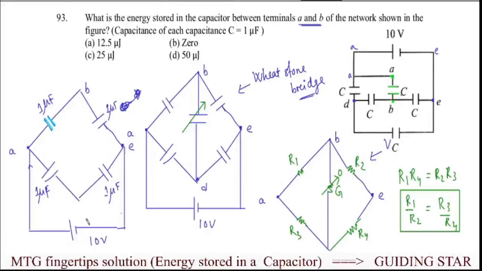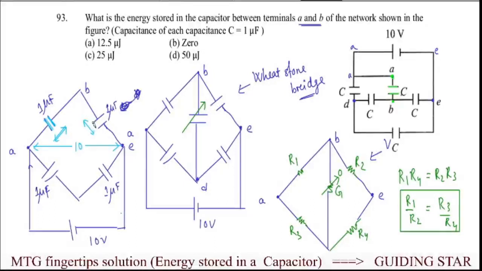Here we can say that this is a parallel combination. These two 1 microfarad capacitors are in series, so their equivalent capacitance will be half microfarad, and these two are in series, so their equivalent capacitance will be half microfarad, and these half microfarad branches are in parallel. That means the potential difference across the upper two capacitors will be 10 volt, and across the lower two capacitors will be 10 volt, clear, as they are in parallel. Then how much will the potential difference be across this 1 microfarad capacitor?